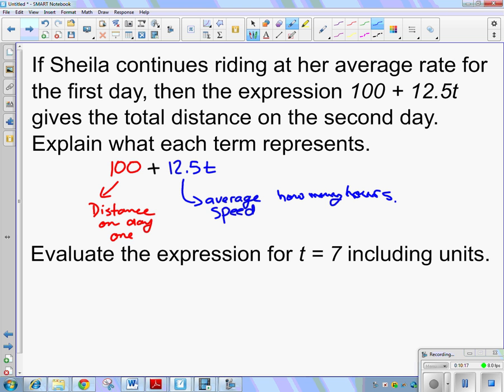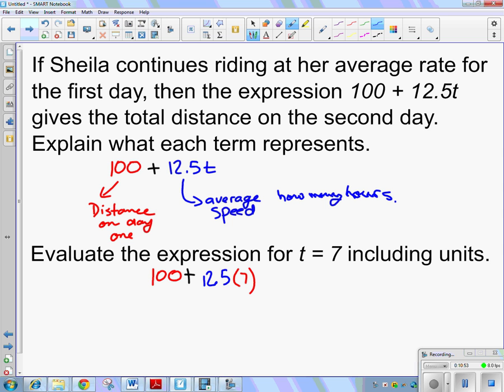So if we know this, let's evaluate the expression for t equals 7, including units. So we want to know if Sheila rode for 8 hours on day 1 and went 100 miles, and 7 hours on day 2, how many total miles does she go? Well, we can't take away the 100 miles she's already ridden. Crazy. And we know she's riding 12.5 miles an hour for 7 hours. I might add, that's also crazy.